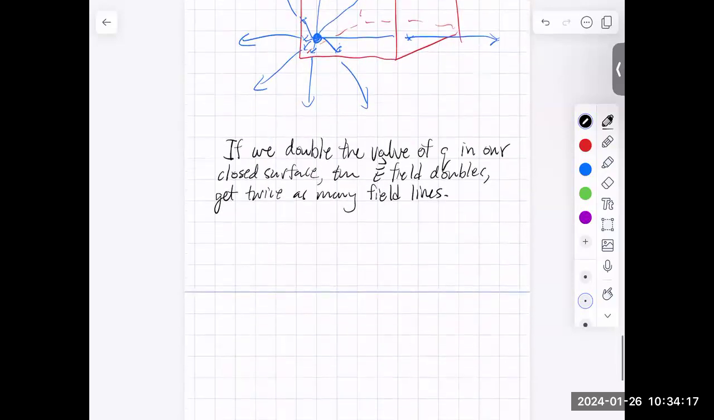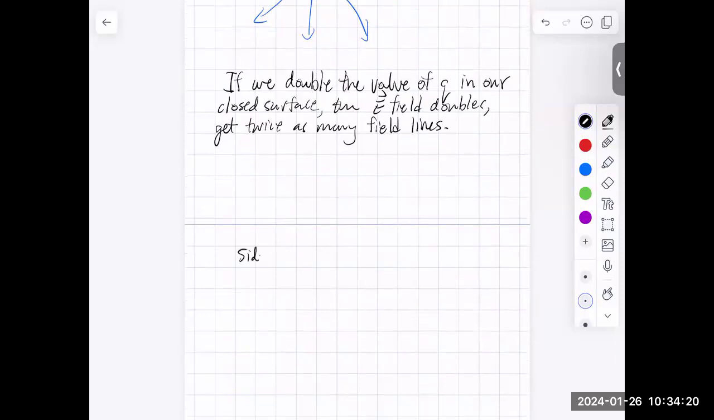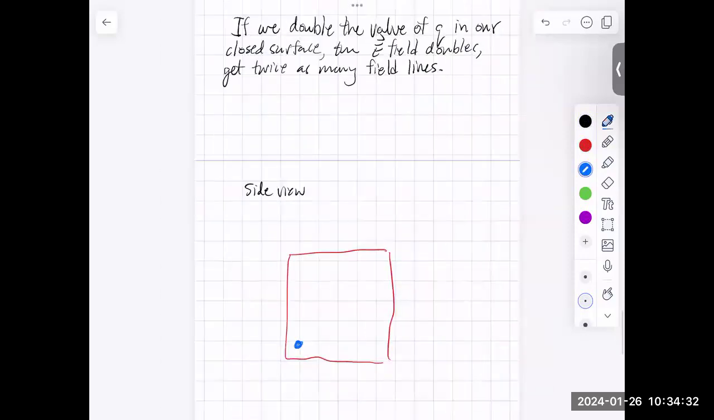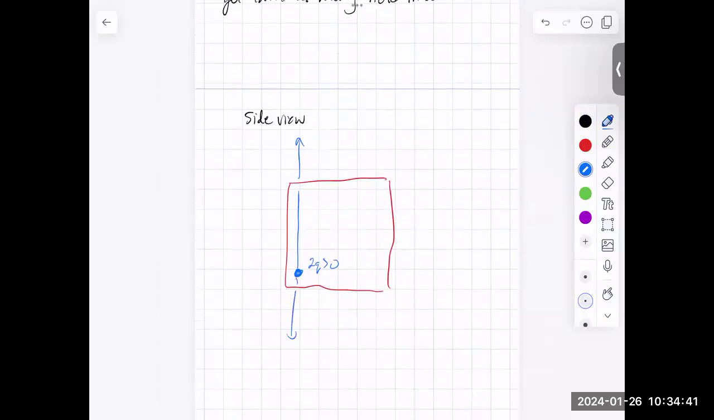And so let me draw a side view of that. Side views are easier to draw. So from the side, my cube just looks like a square. I'm going to put my charge over here. And now this is going to be 2Q, and it's going to be positive. So what I had when I had 1Q is all of these field lines. I think I was drawing 8 of them, wasn't I? So we'll draw 8 of them. Okay, so it's going to look something like this.